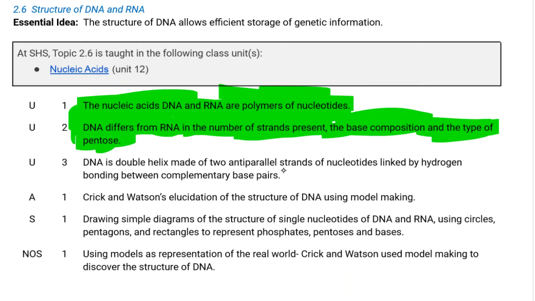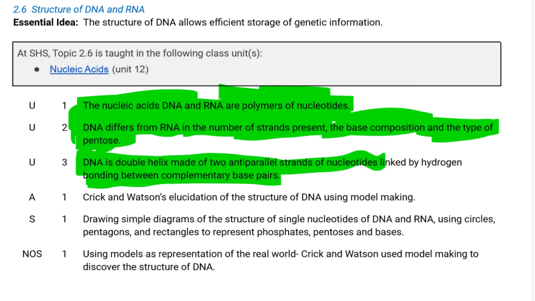DNA is a double helix made of two antiparallel strands of nucleotides linked by hydrogen bonding between complementary base pairs. That's true. Hydrogen bonding is what actually holds the structure together. Unlike the peptide bond in amino acids, here we also have something called the phosphodiester bond, which might not be in this topic, but maybe pops up later on in HL.